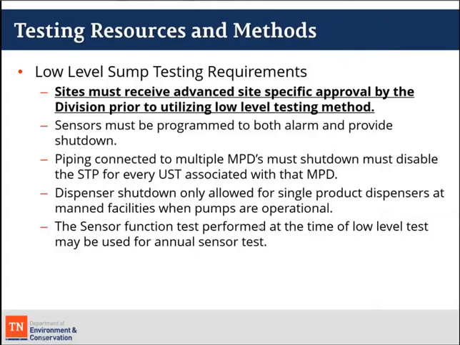This test and the subsequent annual tests will need to be kept for 3 years. So this doesn't mean that you only have to perform an annual sensor test every 3 years with your low-level sump testing. It means that you should perform that annual sensor test at the time of your sump testing, but you'll still need to go back out and perform that annual sensor test again 12 months later, and keep the last three copies of those tests.